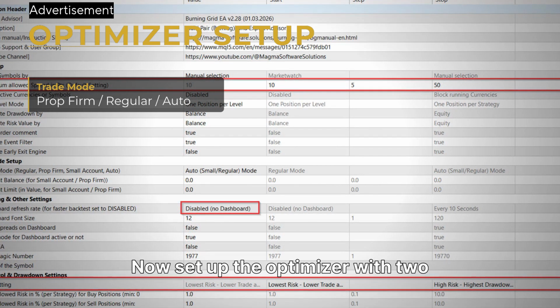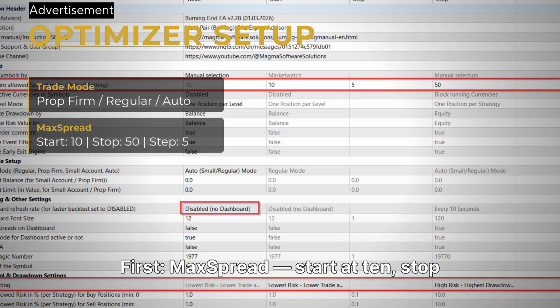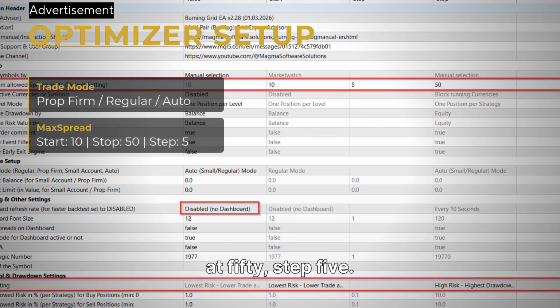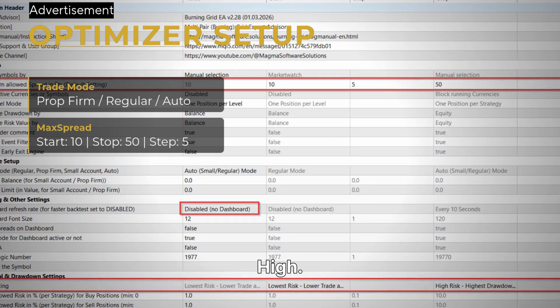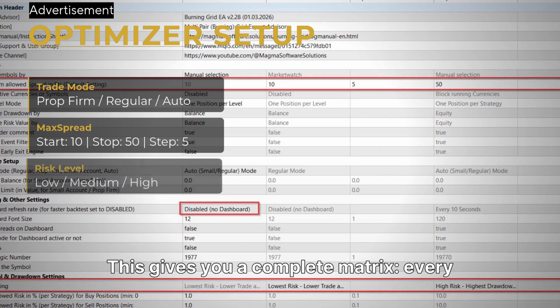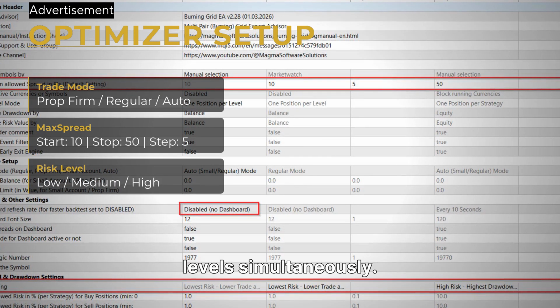Now set up the optimizer with 2 variables. First, max spread. Start at 10, stop at 50, step 5. Second, risk level: low, medium, and high. This gives you a complete matrix. Every spread value tested across all 3 risk levels simultaneously.